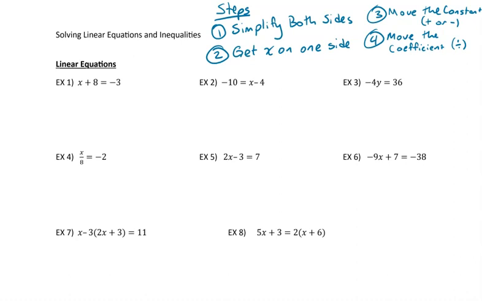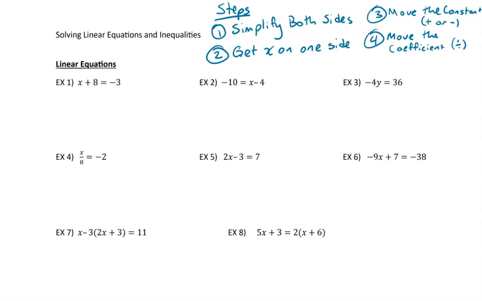Okay, so we're going to start off with some easy ones. These first few are literally just going to get you used to the idea of moving stuff around and specifically doing the opposite operation. All right, so in example 1, we have x plus 8 equals negative 3.